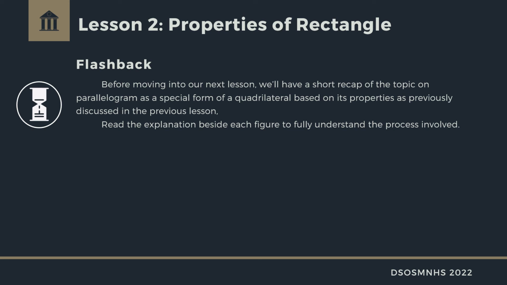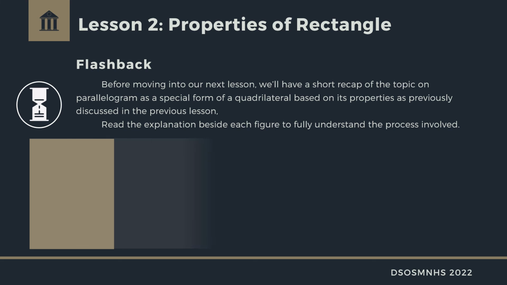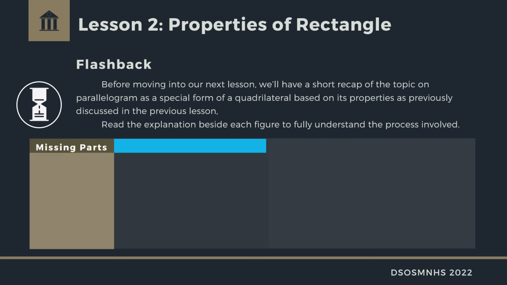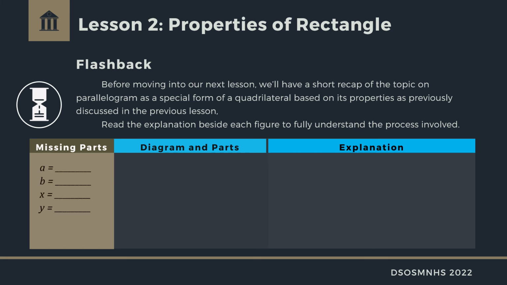Wow, back to the previous, ha? Read the explanation beside each figure to fully understand the process involved. So we have a few examples. So the missing parts, the diagram and the parts, and explanation. So we will look for A, B, X, and Y. So what are A, B, X, and Y? Are they referring to the sides or the angles?